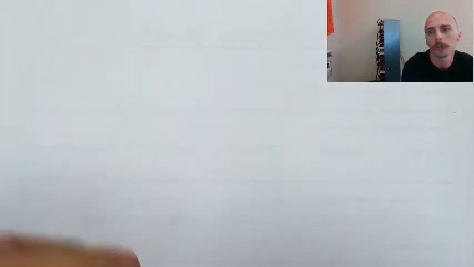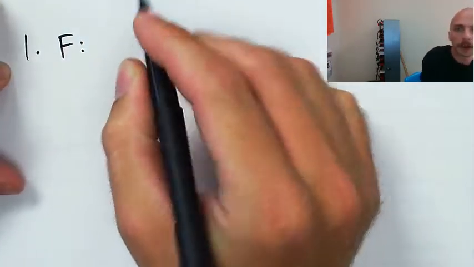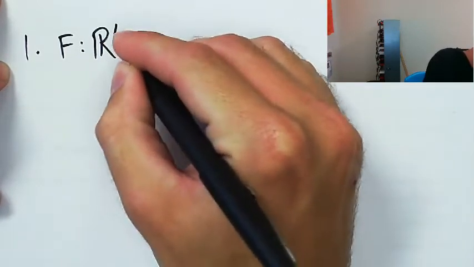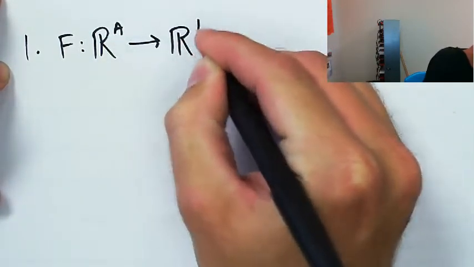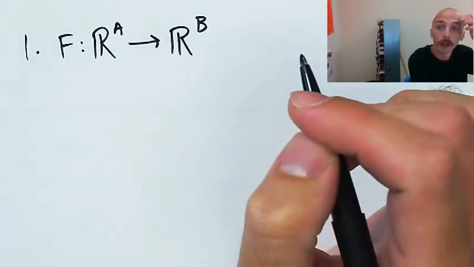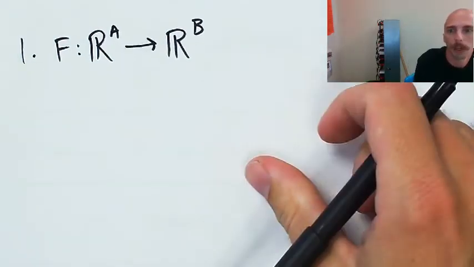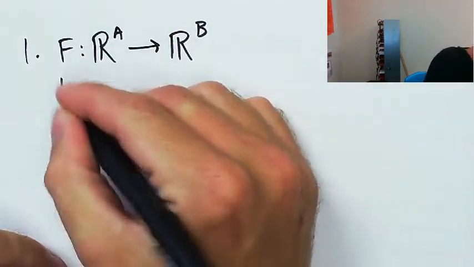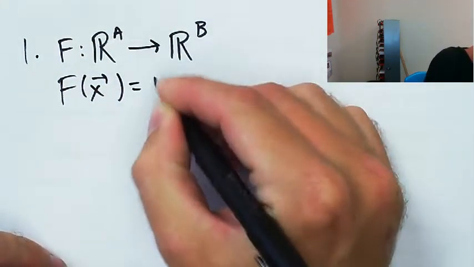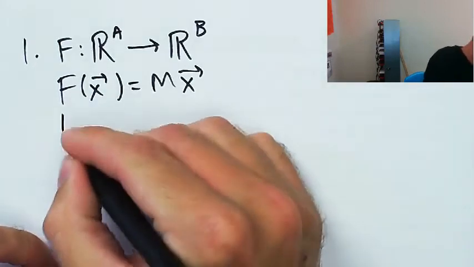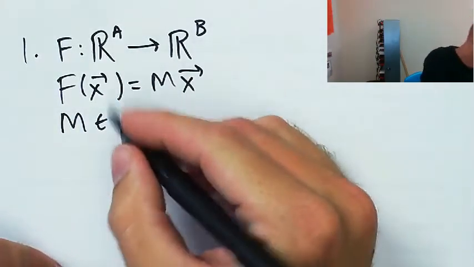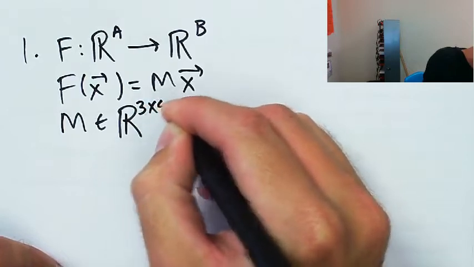All right, hello, welcome. In this video, I'm going to be working linear algebra homework 2.2, some introductory linear transform examples. The first one is talking about a function f, which takes R^a into R^b, and it's going to be a linear transform that's defined by matrix multiplication. So f of x is equal to M times x, where M is a 3x4 matrix. Okay, so it's in R^(3x4).